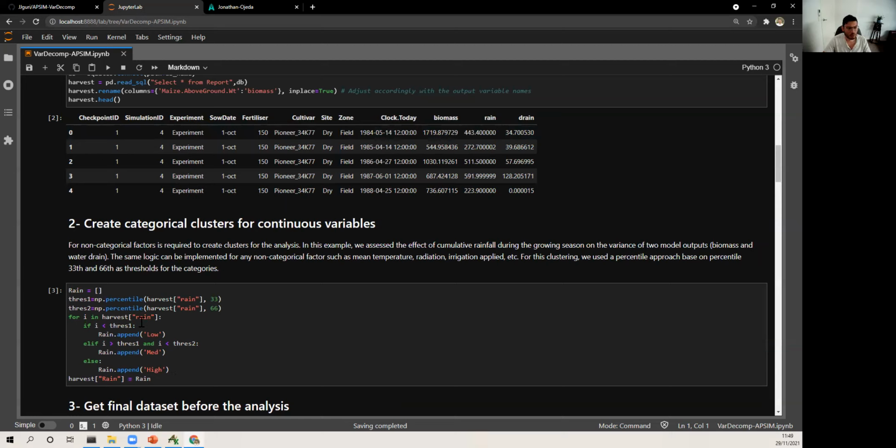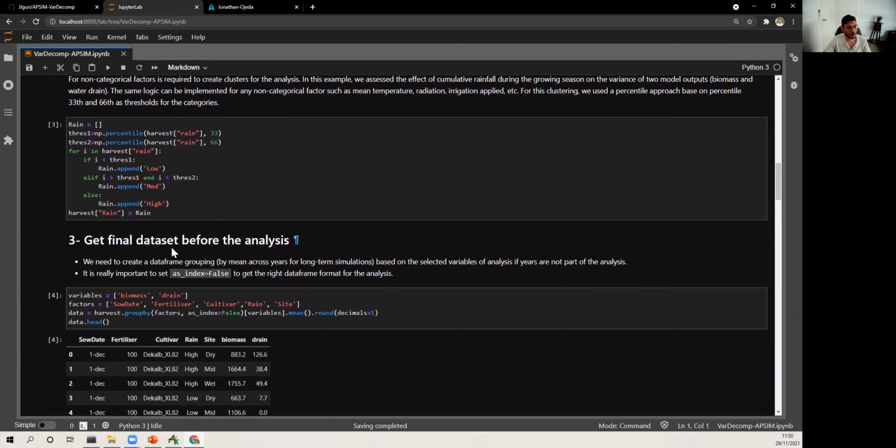If the value of the cumulative rainfall was less than the percentile 33, I consider it as a low rainfall environment. If the value was between the percentile 33 and 66, I consider it as a medium environment, talking about rainfall. And if the cumulative rainfall during the growing season was bigger than the percentile 66, I consider this a high rainfall environment.